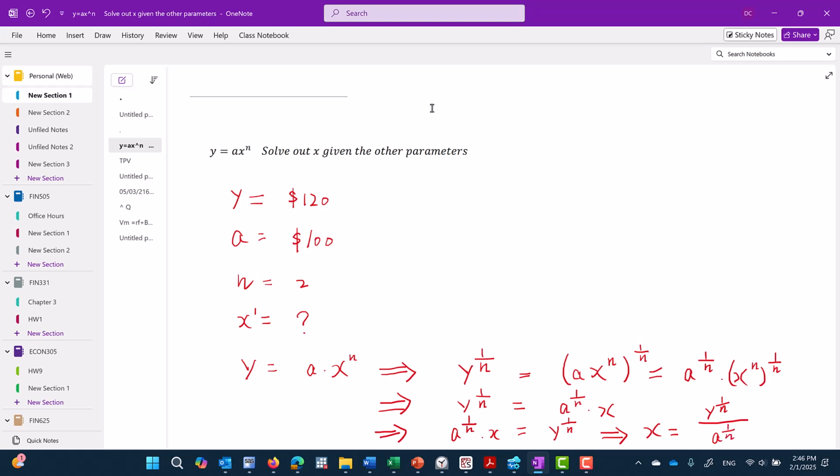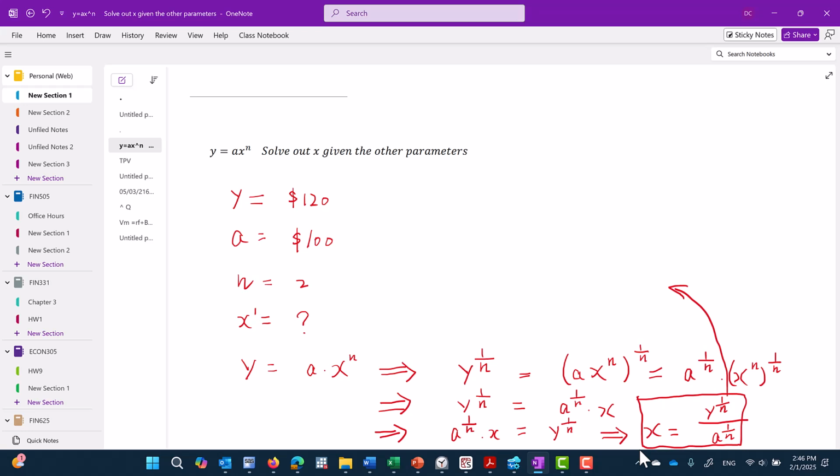So now why don't we just use this example to illustrate how we actually plug in the numbers to get this x. Okay, so we can just circle this, highlight this equation, because this is the equation we are going to use to solve for x. So now if y equals $120, a equals 100, and n equals 2.